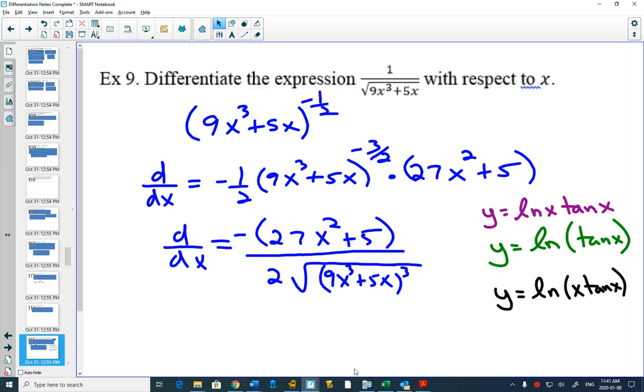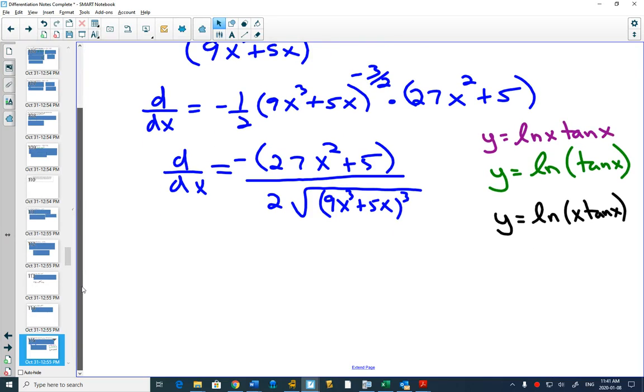And then let's look at the purple, the green, and the black. Can you see how they all look similar? I wrote the green one first, so let's do the green one first. And let's look at the green and the purple. What rule is the green one? What rule would we use? It is the chain rule. Why? Can you see that the tan x is inside of natural log of x? The tan x is inside the natural log.